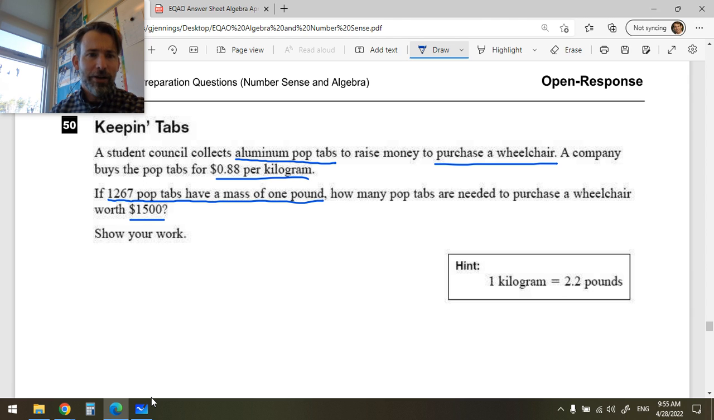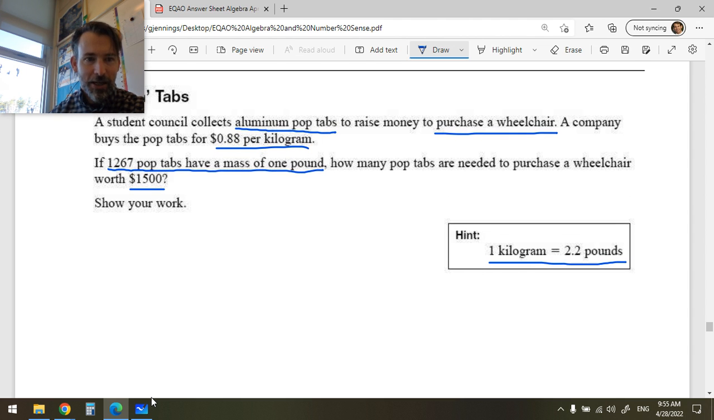About a little more than 1,000 pop tabs weigh a pound, but they're being paid per kilogram, and they need to gather 1,500 bucks. Okay, so let's line up all of the different things that we're going to need to do. We need to take the pop tabs per pound, convert it to kilograms, find out how many kilograms are required to sell to get 1,500 bucks, and then multiply it all out so that we have a relationship between pop tabs and dollars and cents.